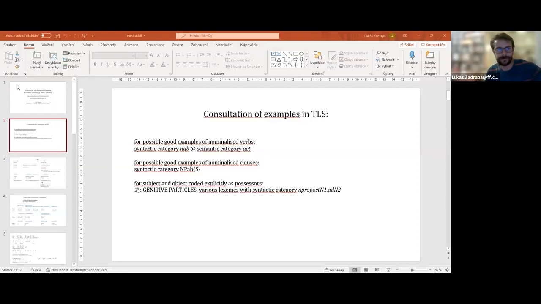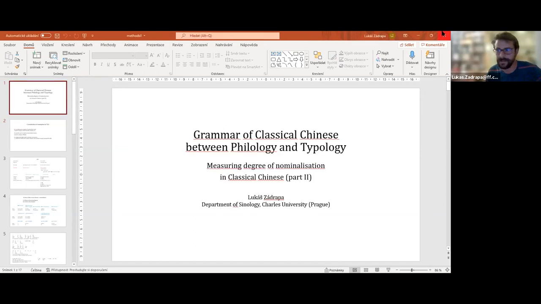This one. I anticipated some problems or deficiencies of my former handouts, so I compensated for them, and I also have a short section regarding the questions that were asked during my talk or after my talk. So we'll continue with the grammar of classical Chinese and with measuring degree of nominalization.